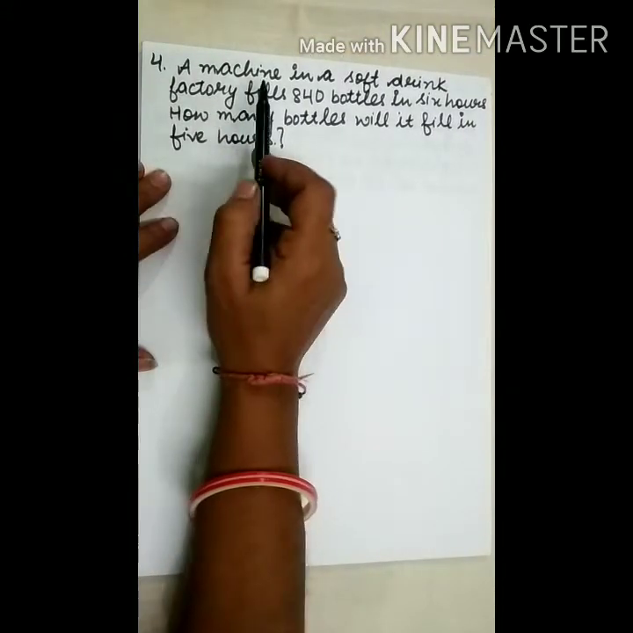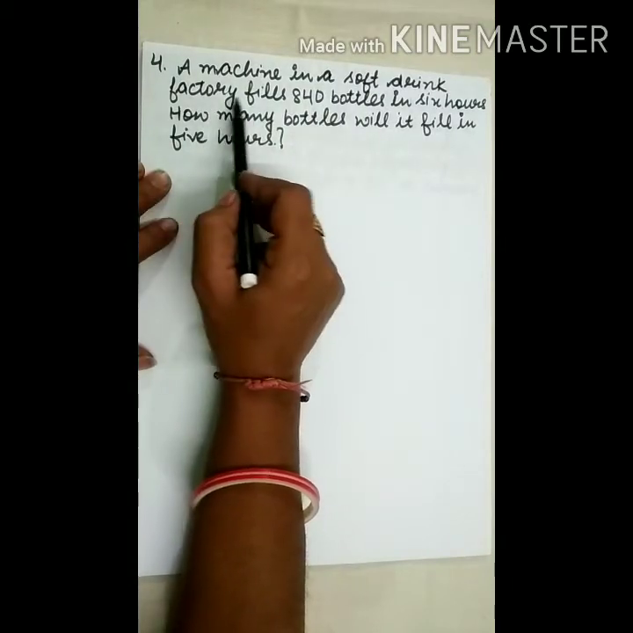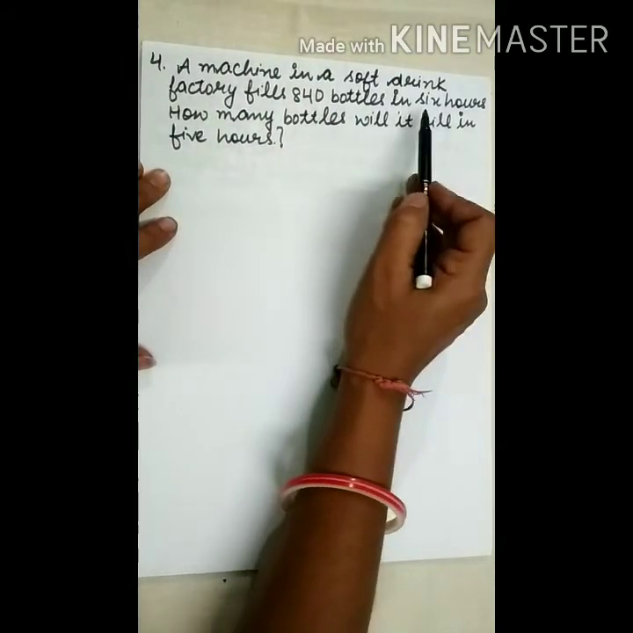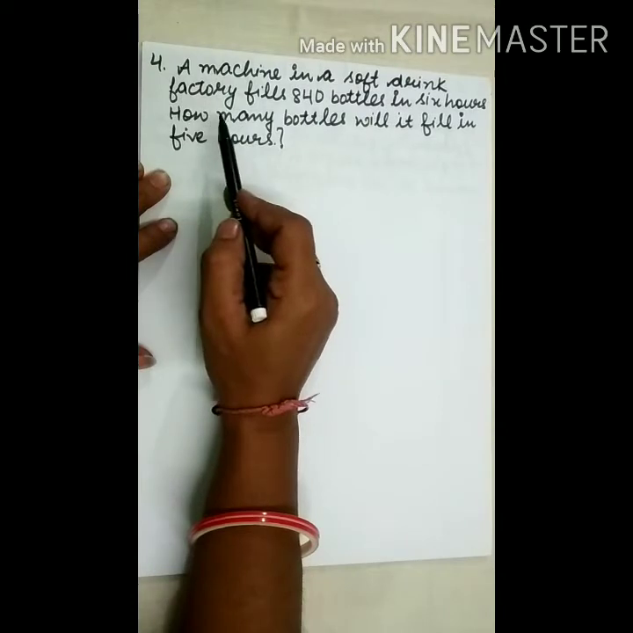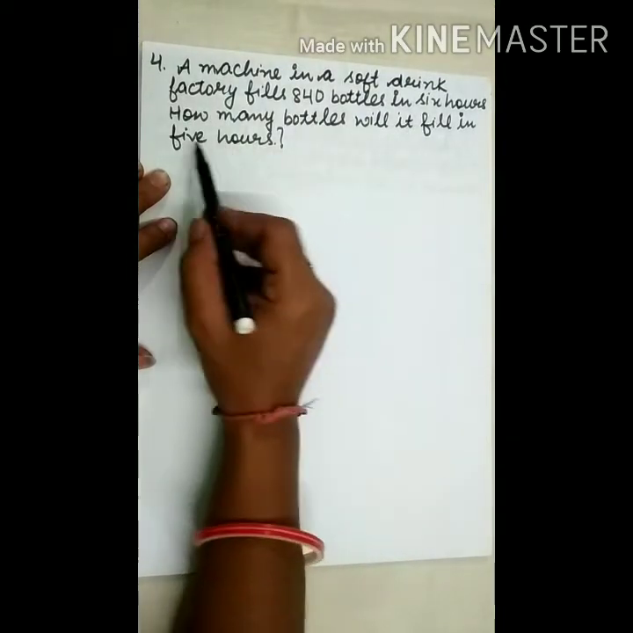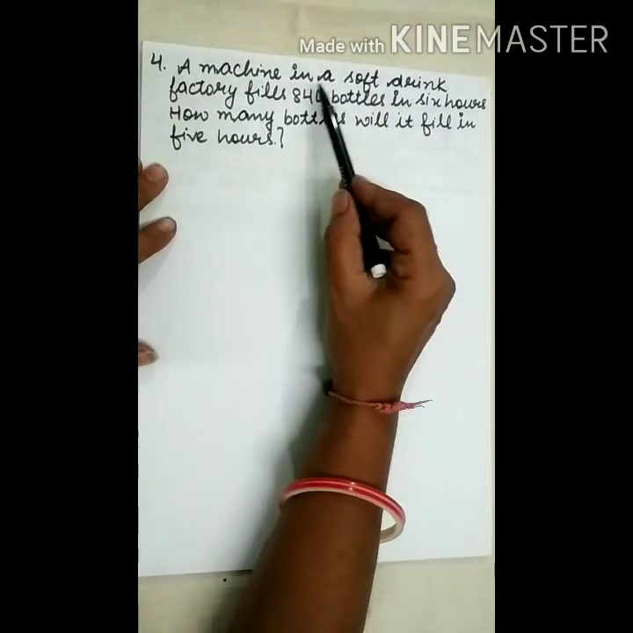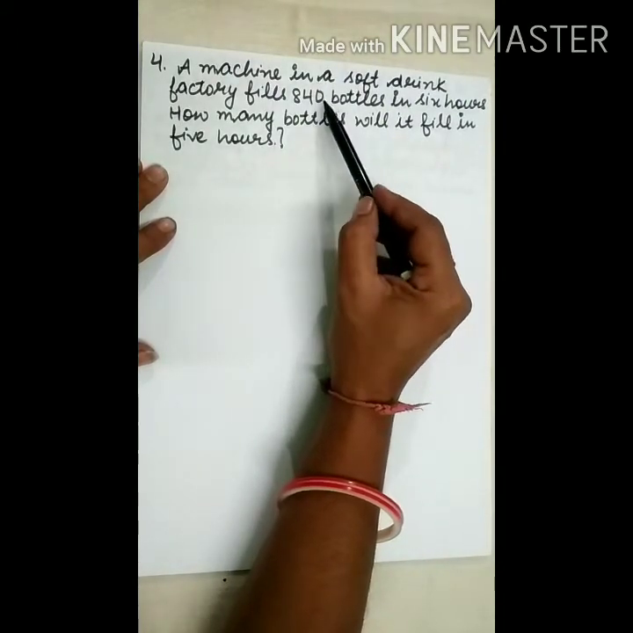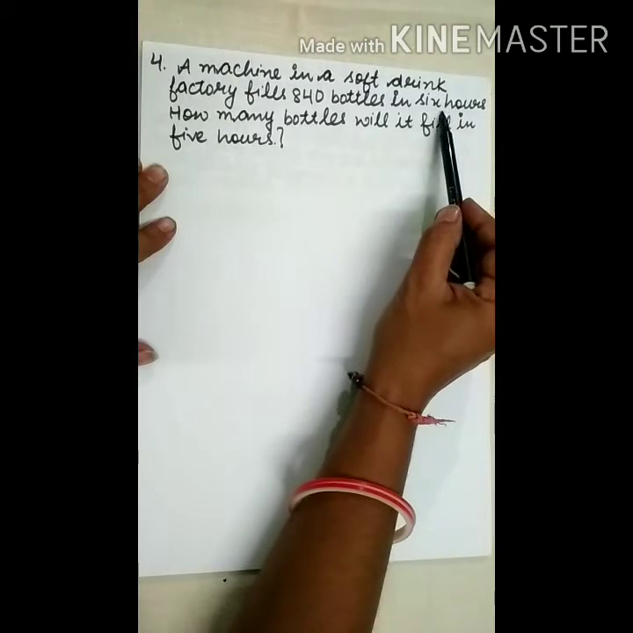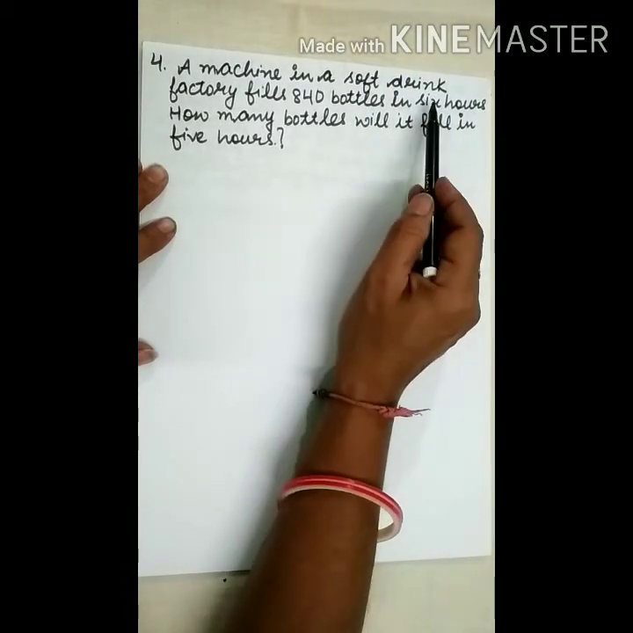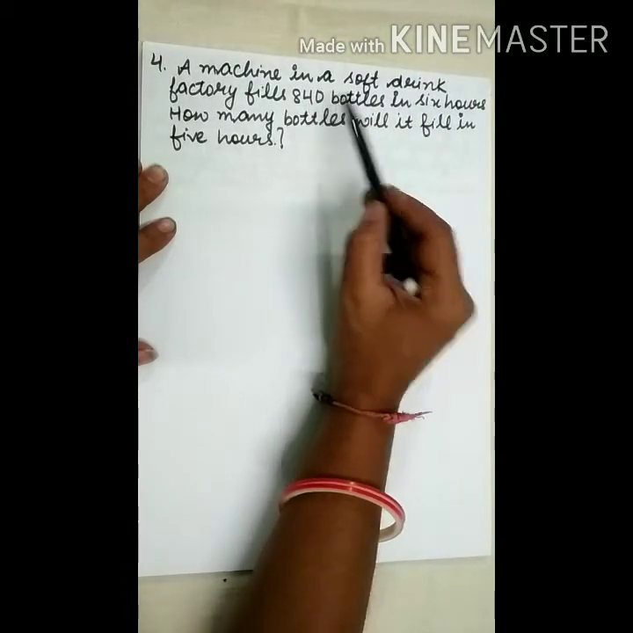Question number 4. A machine in a soft drink factory fills 840 bottles in 6 hours. How many bottles will it fill in 5 hours? Now, as it is given in the question, machine is filling 840 bottles in 6 hours. It means one is time and the other is number of bottles.